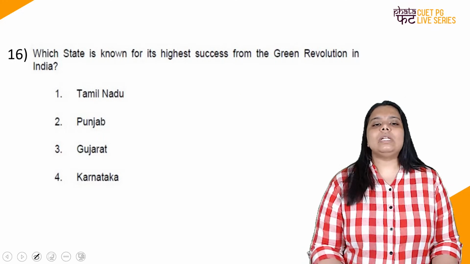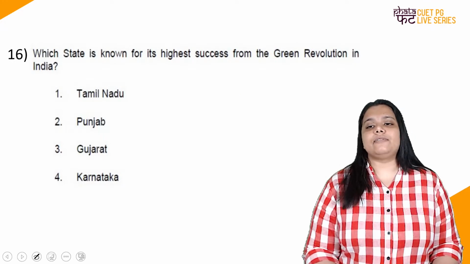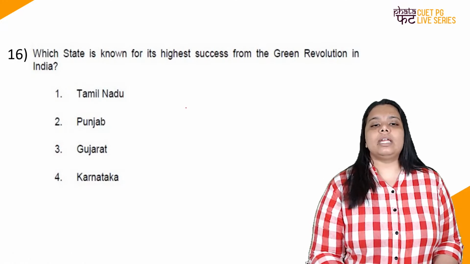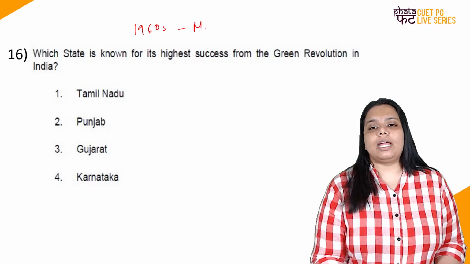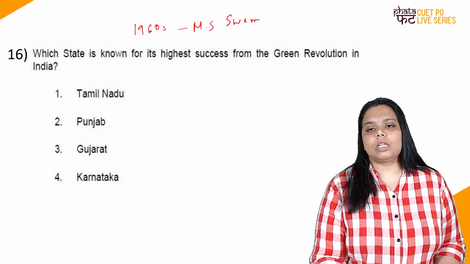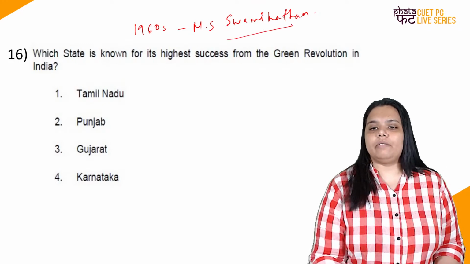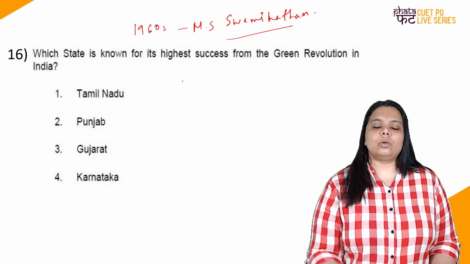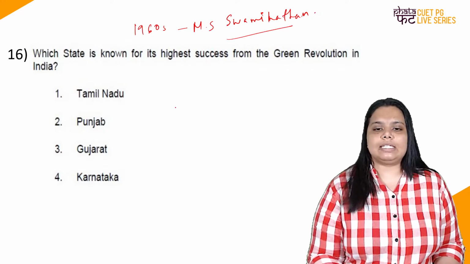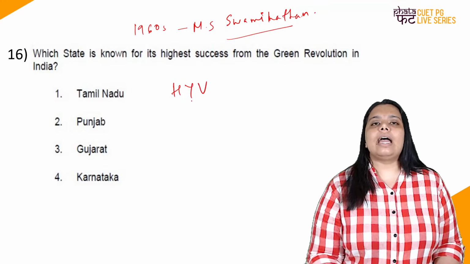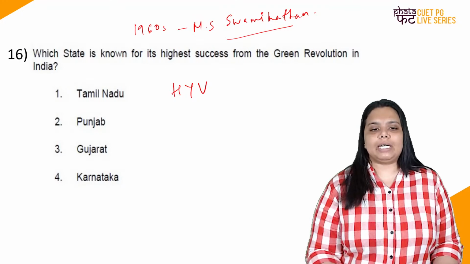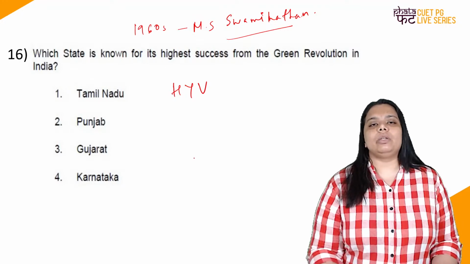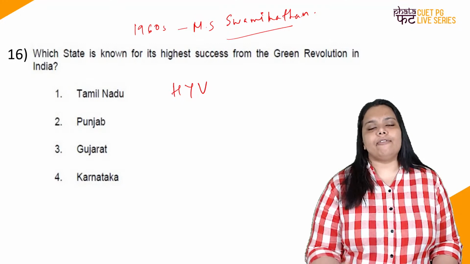Question number 16. Which state is known for its highest success from the Green Revolution in India? The Green Revolution started in the 1960s under M.S. Swaminathan, who is known as the father of the Green Revolution. He brought in high yielding variety seeds, HYV seeds, and new types of farming techniques, which were actually capital intensive farming techniques. Due to this Green Revolution, India has increased its food production.